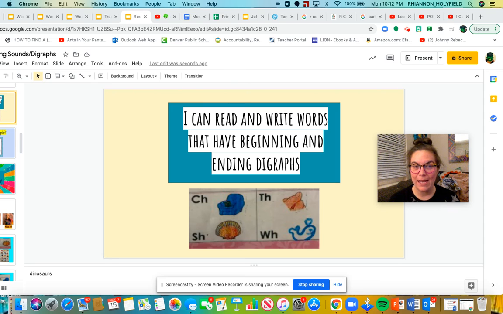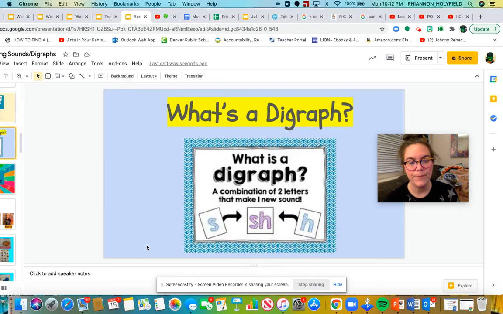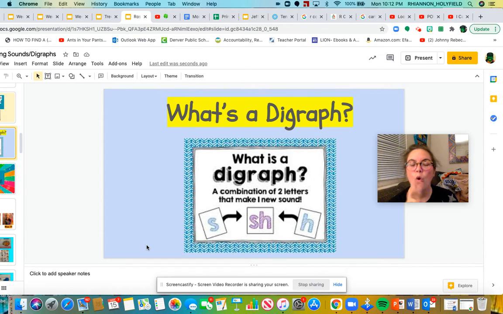Hi again, everybody. We're now going to work on another really important skill, and it's something called digraphs. And digraphs are a strategy that you can use to help you read and write words when you hear a specific sound. Well, what's a digraph, you ask? Let me tell you. A digraph is when two or three consonants come together to make a totally new sound.